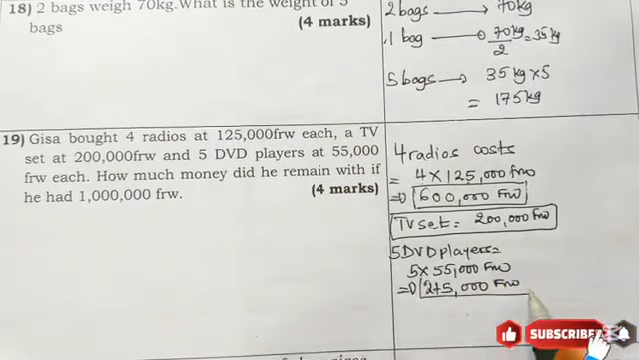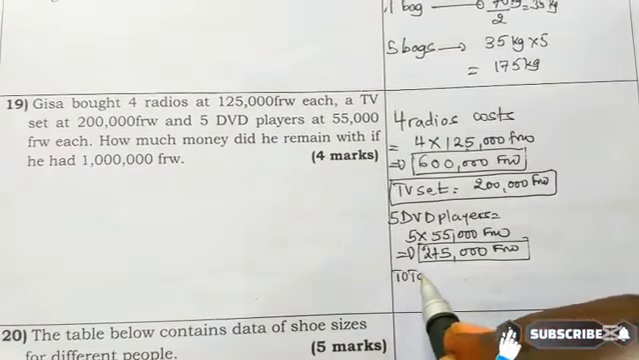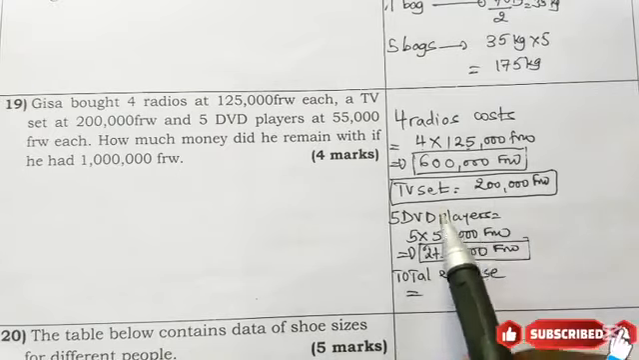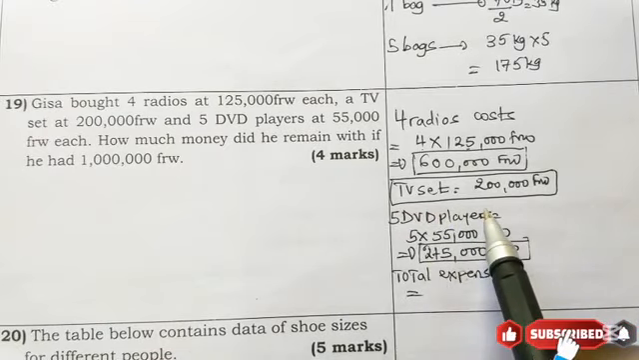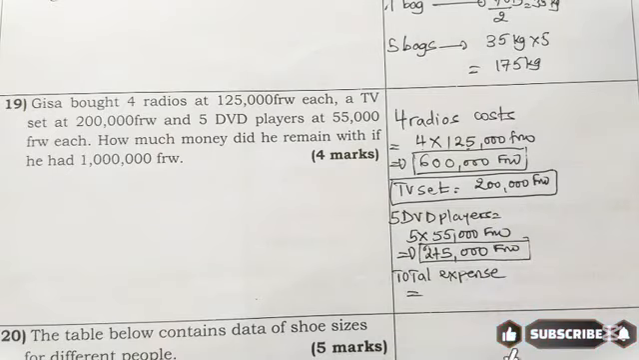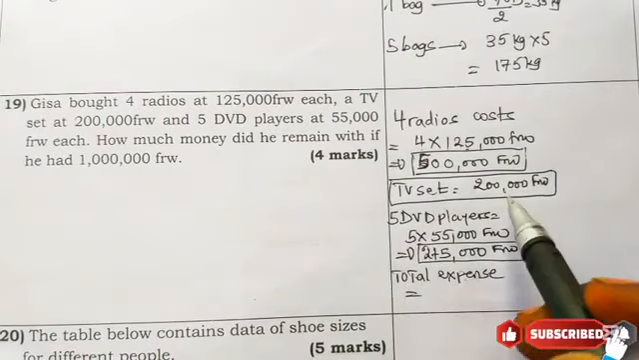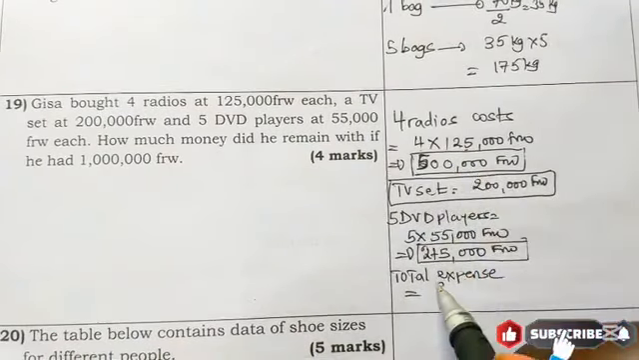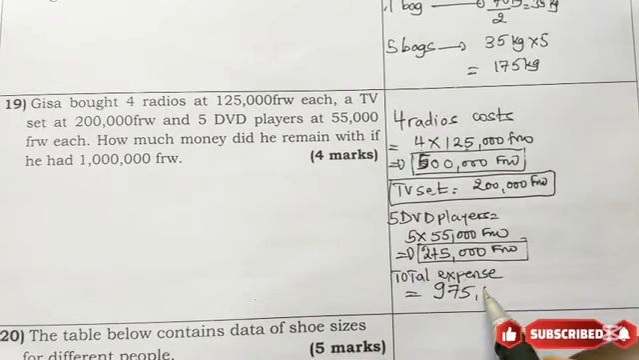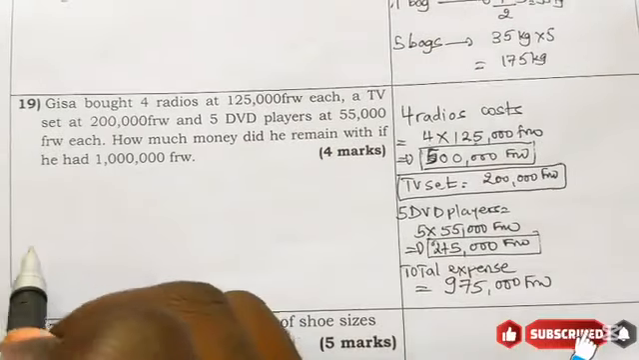Then, by finding the total expense, if you add it, this will be 475,000 plus 500,000. This is 975,000 francs. So, the amount of money remained.